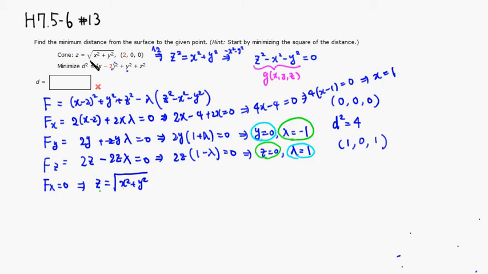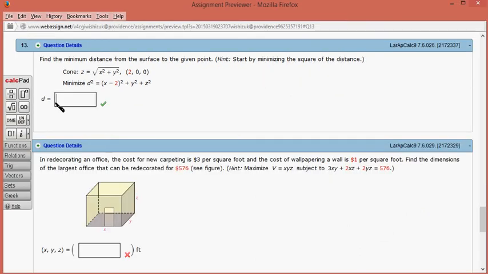So this d squared is going to be, plugging in 1, 1 minus 2 is negative 1 squared, so that's 1, plus 0 for y, and z squared would be 1, so it's 2. So you can see that this one is shorter, so the distance is going to be the square root of 2. So the shortest distance is the square root of 2.